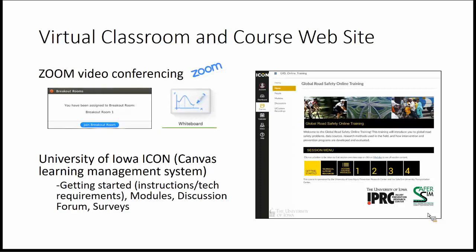We also use the University of Iowa's ICON software program, which is based on the Canvas learning management system, and this allowed us to create a course website. Through the course, there's a picture here on the slide, we were able to populate a getting started page that gave students instructions about what to do before the course started, also what technical requirements they would need for their computers, including things like having audio and video capability. And then we listed information like readings and outlines for the different modules.